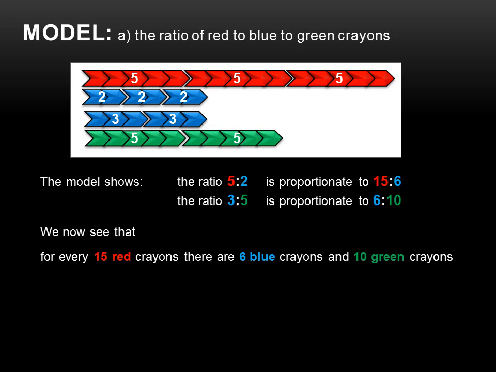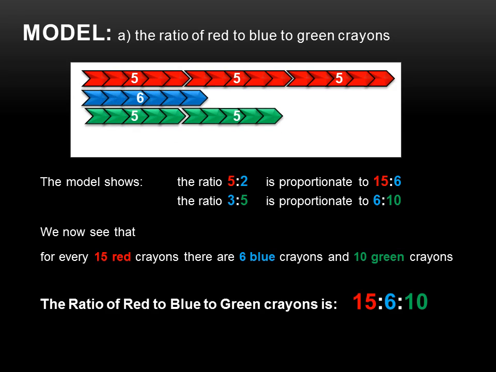The top part of my model for part A shows the ratio 5 to 2 is proportionate to 15 to 6. The bottom part shows the ratio 3 to 5 is proportionate to 6 to 10. With 6 blue crayons in the 2 separate ratios, we can combine them to compare all 3 colors. The model shows us that the ratio of red to blue to green crayons is 15 to 6 to 10.